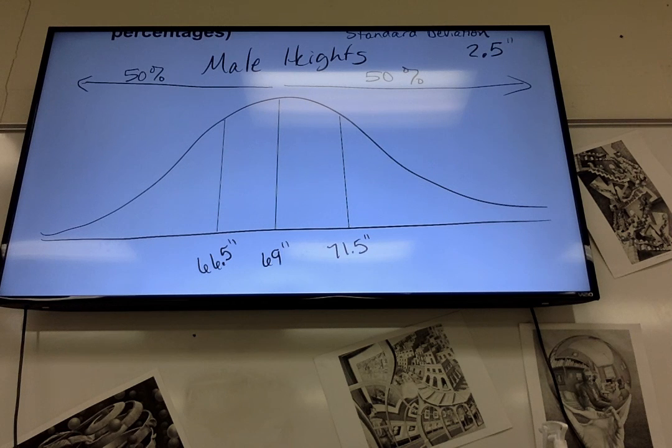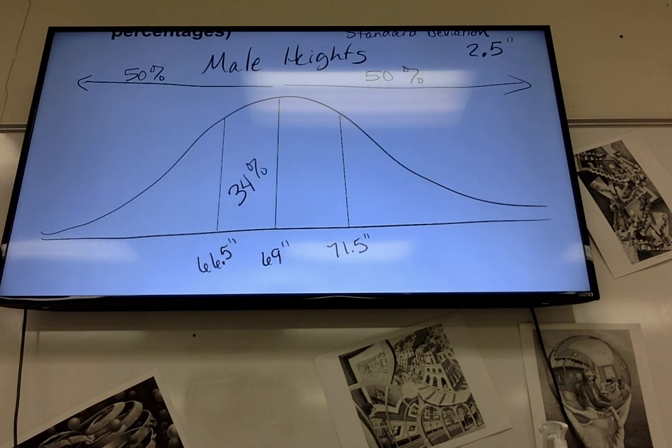Now on either side of that mean line, inside here, we have 34%. So 34% of the men in America are between 5 foot 6.5 and 5'9". And 34% of the people are between 5'9" and 5'11.5".